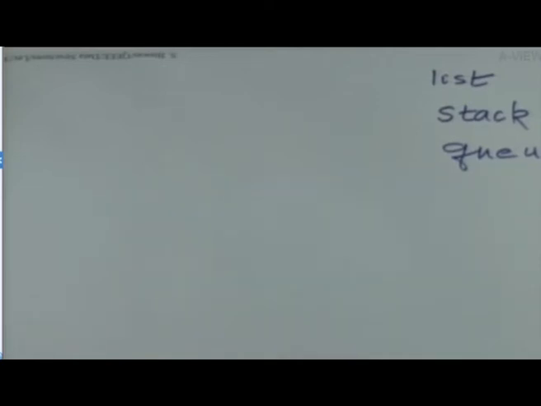I hope you can see what I'm writing. I have some questions, but I'll answer them at the end. So list I have already shown you. A list is basically a collection like this, where you have to go from the first element to the last element.